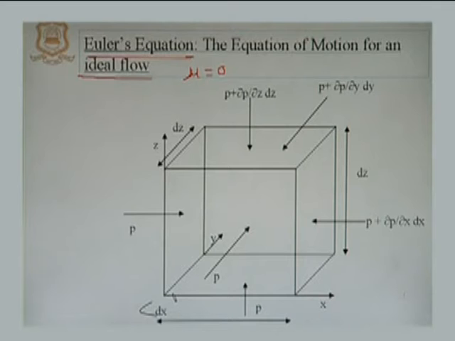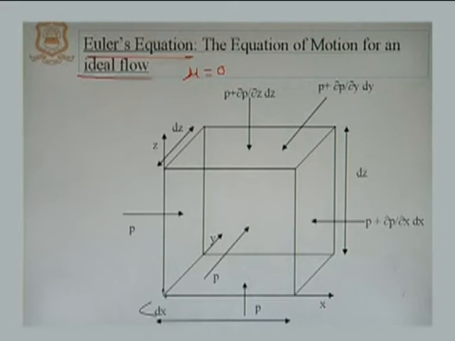Now, to develop Euler equation, first we have to write the surface force, then we have to write the body force. Surface force comes into picture because of the pressure at the surfaces, and body force comes into picture because of the weight component or because of the acceleration happening in x direction, y direction, z direction for this parallelepiped.